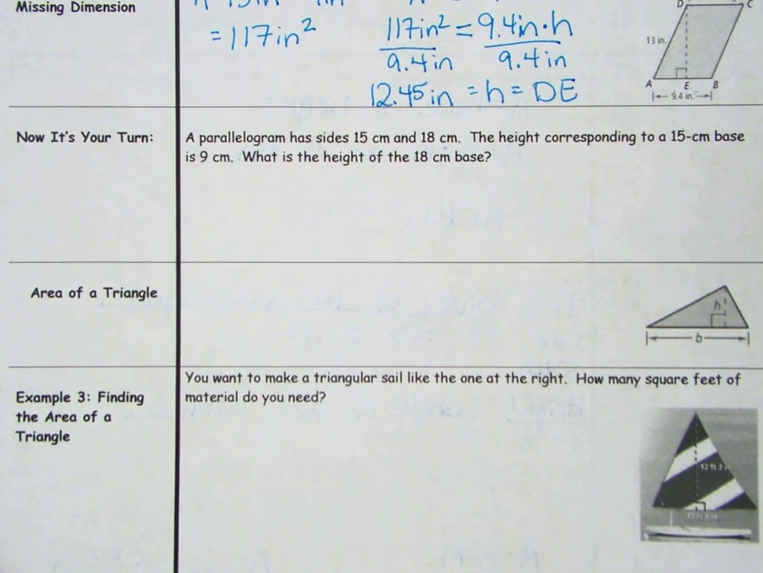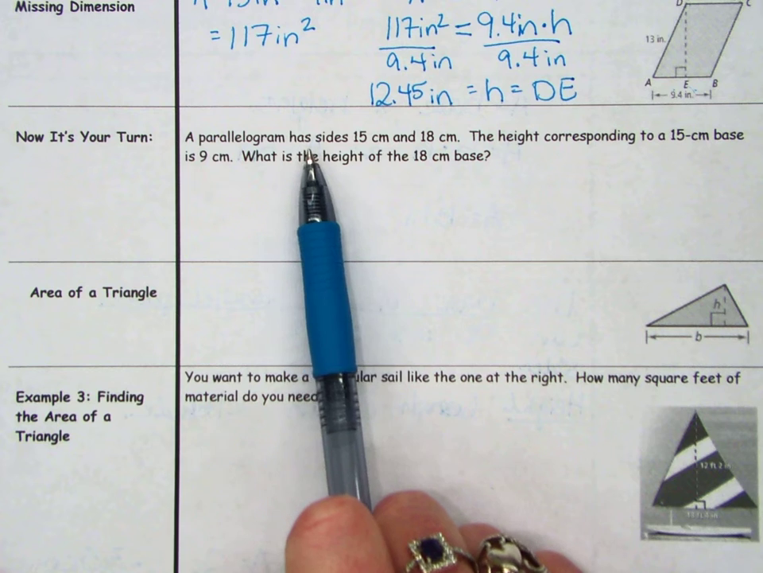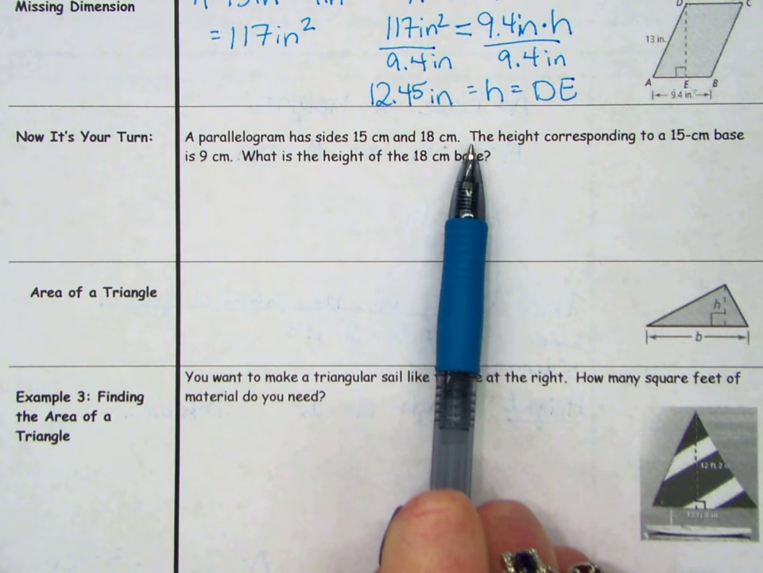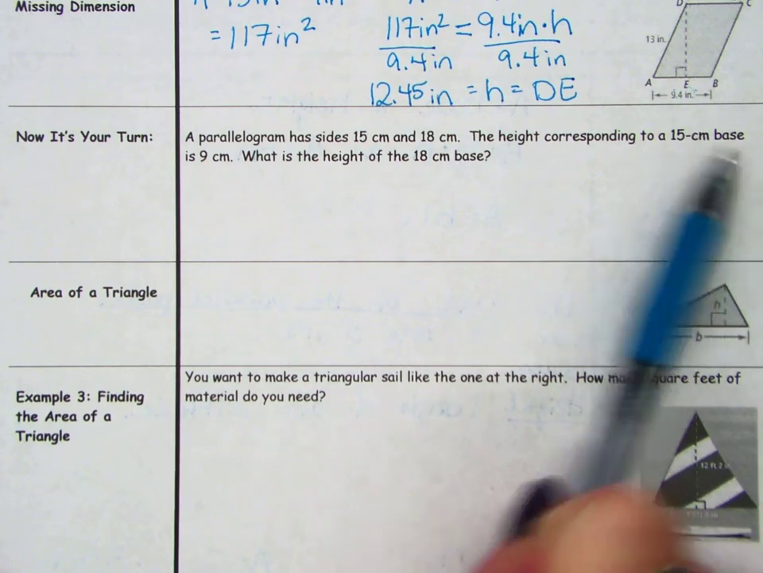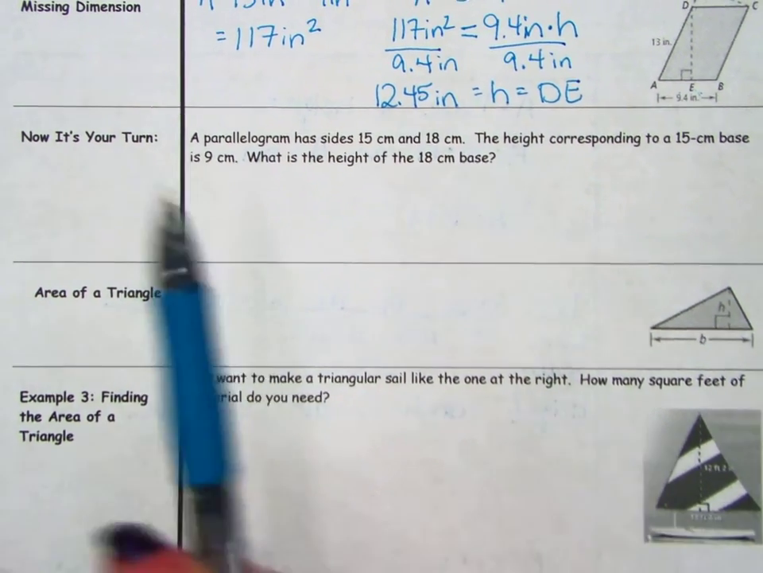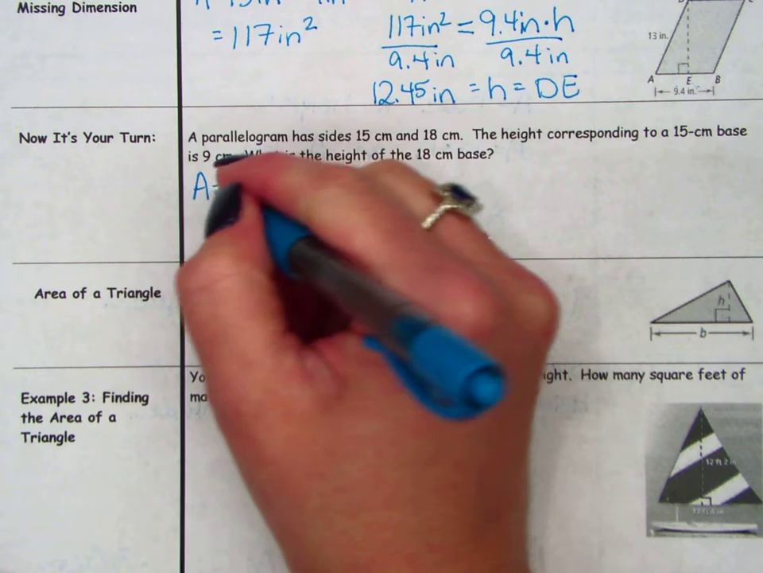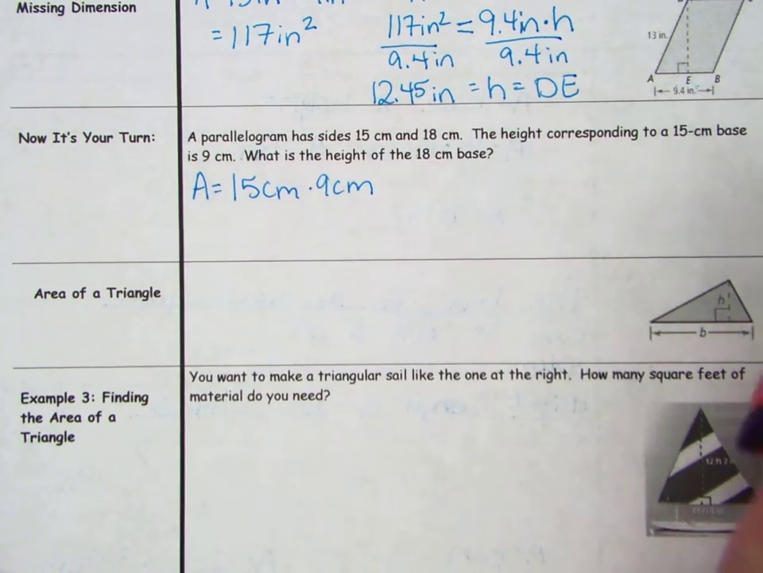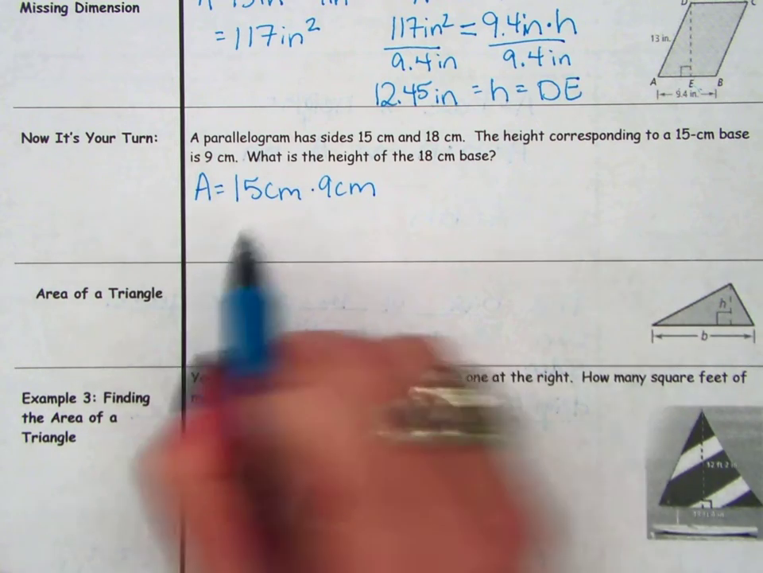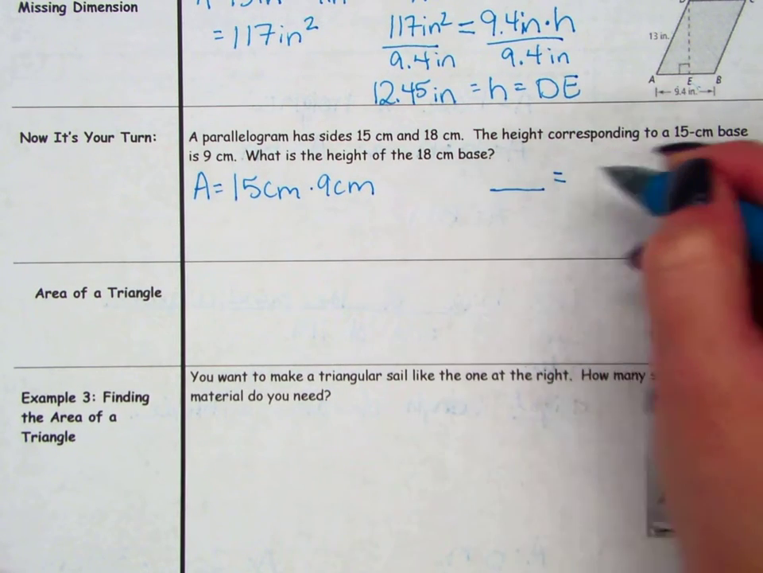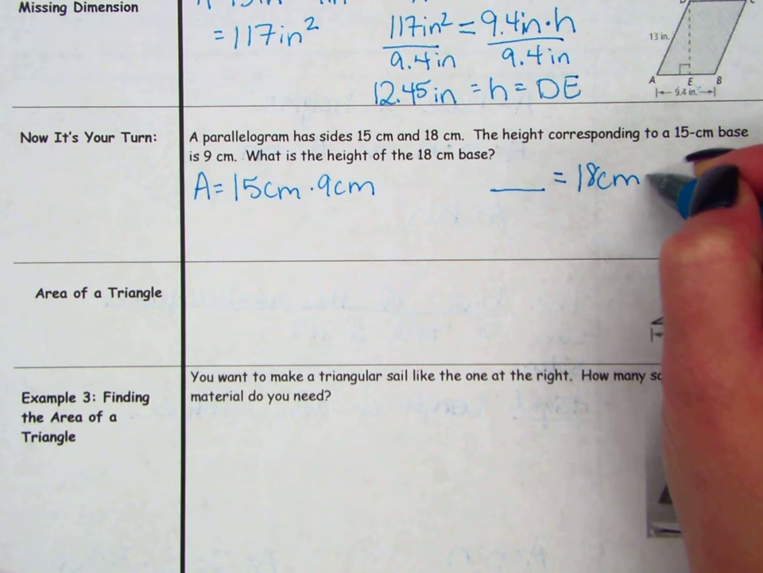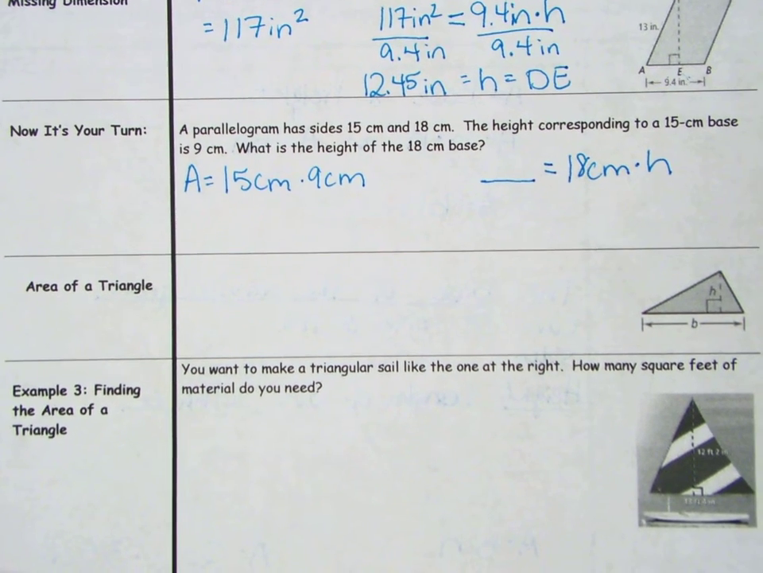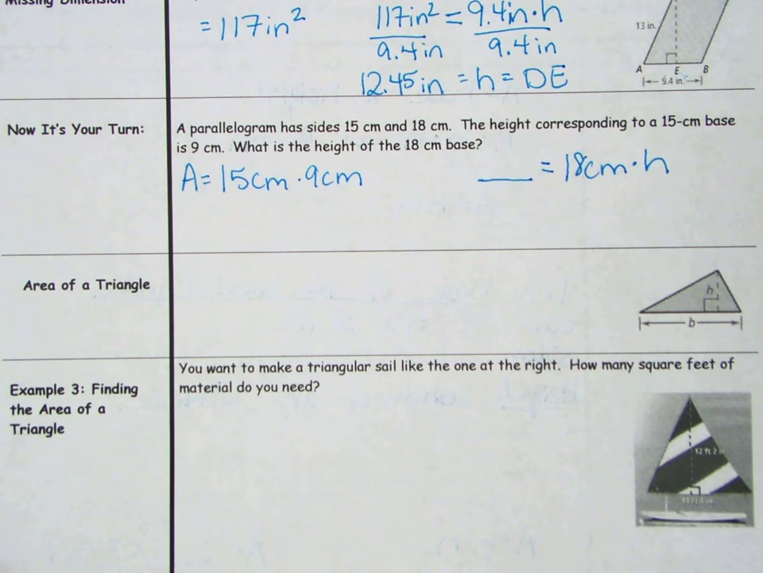All right, so before you solve this problem, a parallelogram has sides 15 centimeters and 18 centimeters. All right, so there's your two side lengths. The height corresponding to a 15 centimeter base is 9 centimeters. So the first thing you need to do is find the area using your 15 centimeter length base and the 9 centimeter height. Then you're going to use this area to find the height related to your 18 centimeters. So go ahead and work that problem and input your answers and then watch what I did.